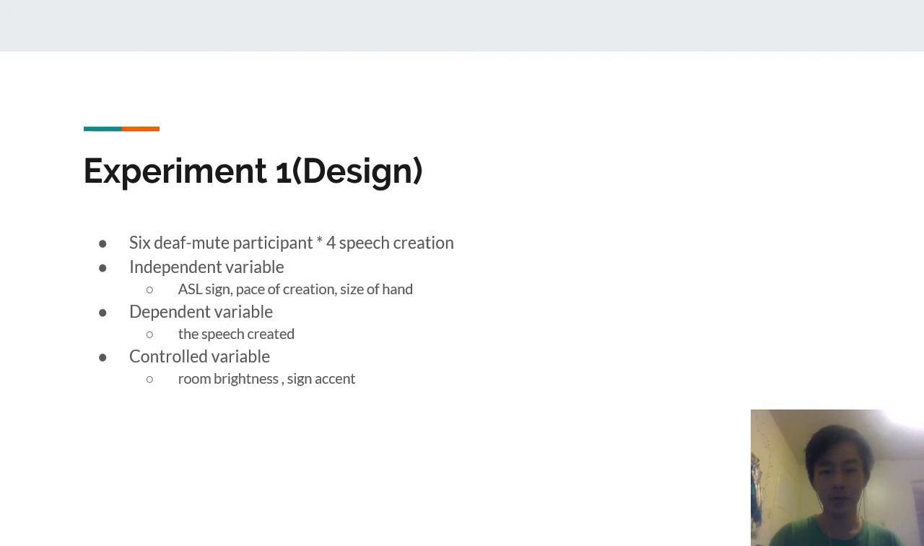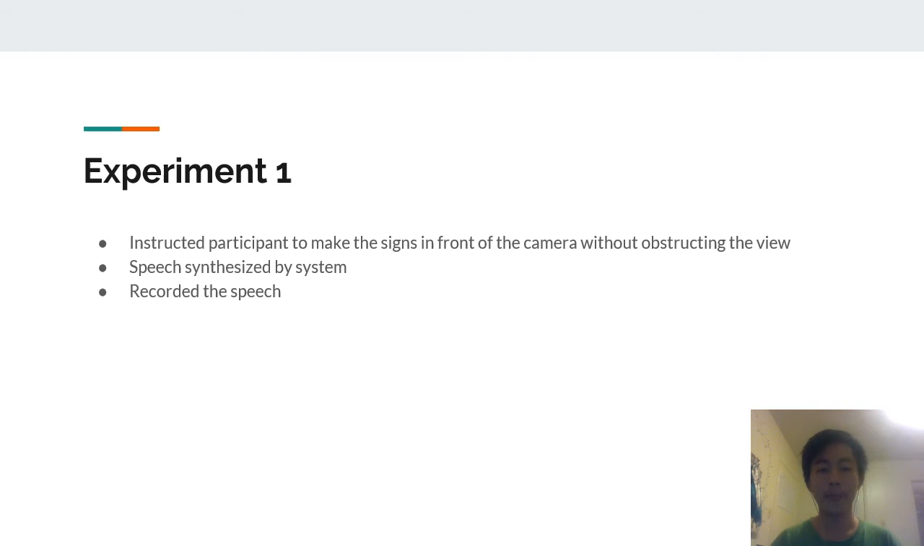The design of the experiment was 6 participants with 4 speech creation tasks. The independent variables were SL signs, the pace with which it was created, and the size of the hand, and the dependent variable was the speech created. The control variables were the room brightness and the sign action. This experiment was quite simple. The participant was first instructed to make the signs in front of the camera without obstructing the view, and the speech was synthesized by the system, and then it was recorded.